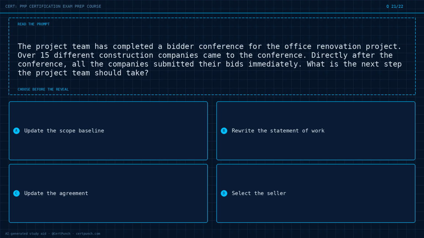Option A, update the scope baseline. Option B, rewrite the statement of work. Option C, update the agreement. Option D, select the seller. Choose the best answer before the reveal. Commit to it now.